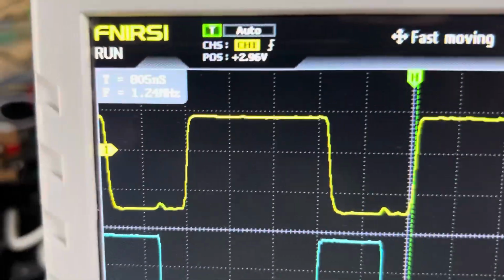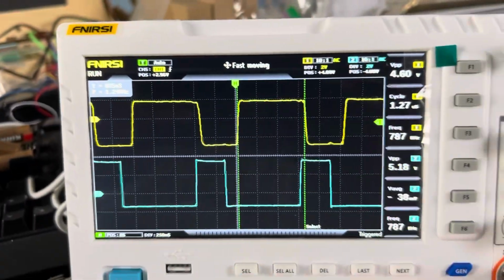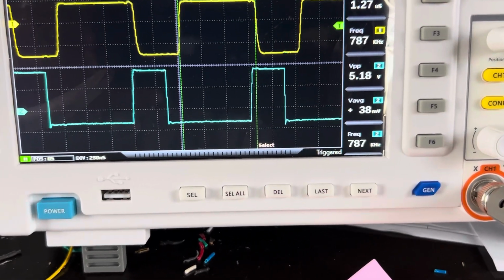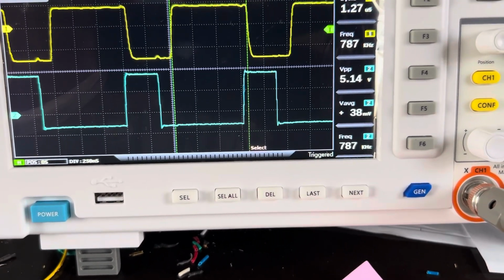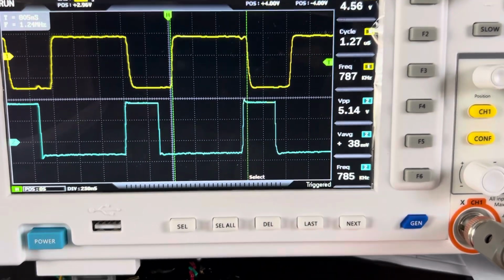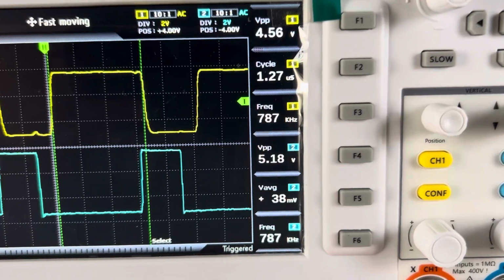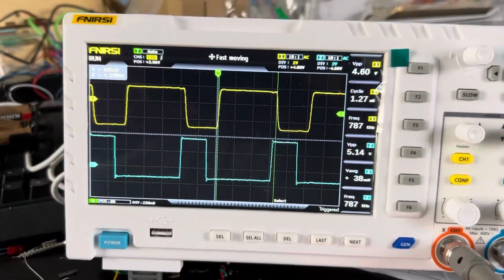805 nanoseconds. And the low pulse is about 1.5 divisions, about 400 nanoseconds. The clock is running at 787 kilohertz at the moment, and it's adjustable.